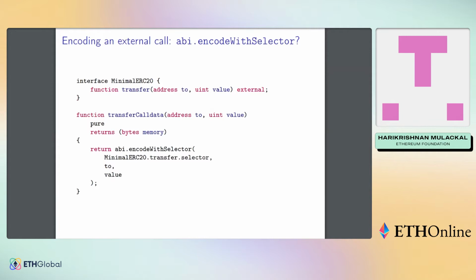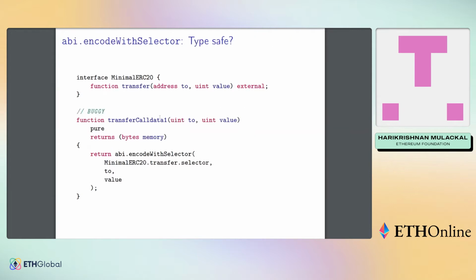It turns out there is a better way to do it. So let's look at abi.encodeWithSelector. It's pretty much similar to the last one, except that you use abi.encodeWithSelector, and you have to make a reference to a function. So in this case, it's IMinimalERC20.transfer.selector, which automatically puts the 4 bytes of the selector here, and then you encode the to and value, which are the parameters. So even this is not very good. And why is that? It's actually not type safe.